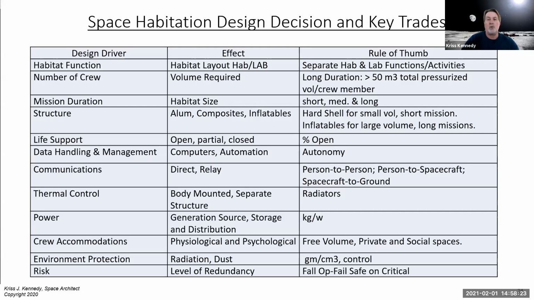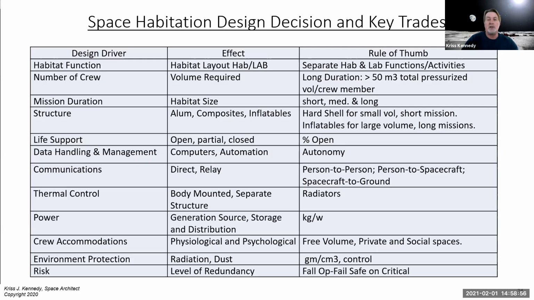Communications, you may have direct or relay. You have to consider person to person, person to spacecraft, spacecraft to ground. Thermal control, you could have body mounted radiators or a separate structure. Power generation, you could have solar arrays, body mounted solar arrays, depending on the size of the system, or you could have an independent large solar field or nuclear and so on. And what you want to consider there is the kilograms per watt being produced.